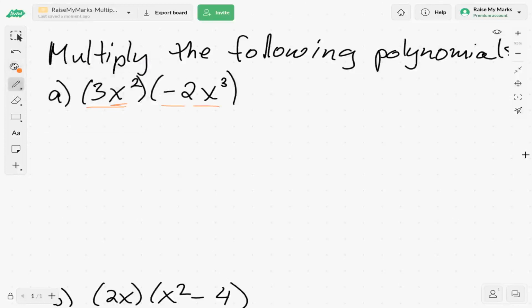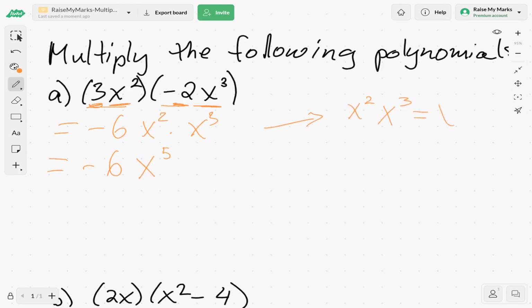Well, we notice that the variables in each monomial are the same, and we have numbers in front of each variable term. So the first thing we do is multiply our numbers together. So 3 times -2 is -6. And then we have x squared times x cubed. We use our properties of exponents. We have a common base of x, so that means we add the exponents. So we get -6 times x to the power 5. So I can just put that off to the side. x squared times x cubed equals x raised to the power 2 plus 3.